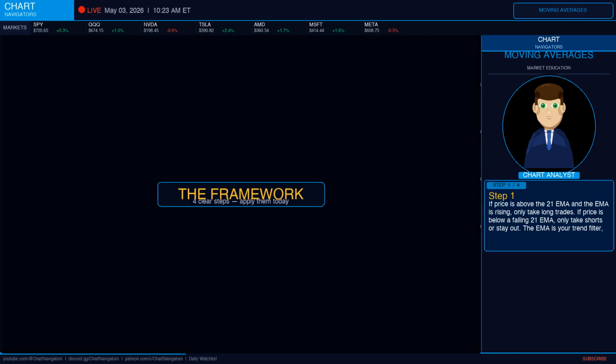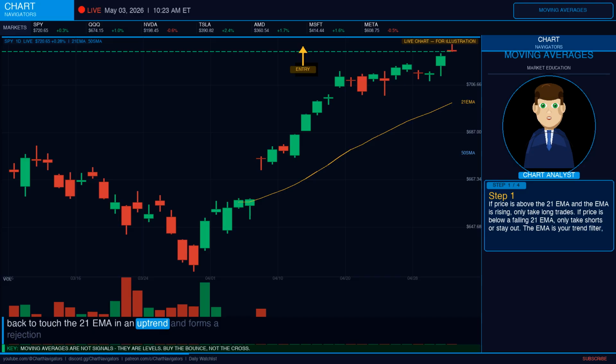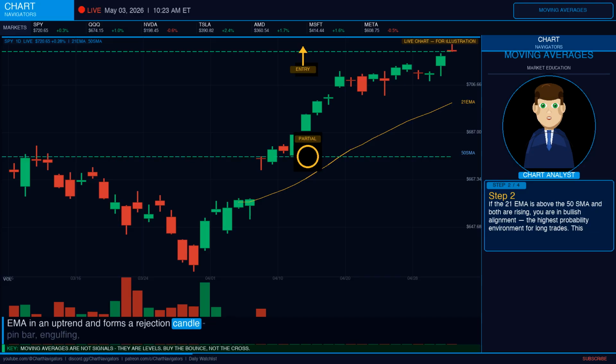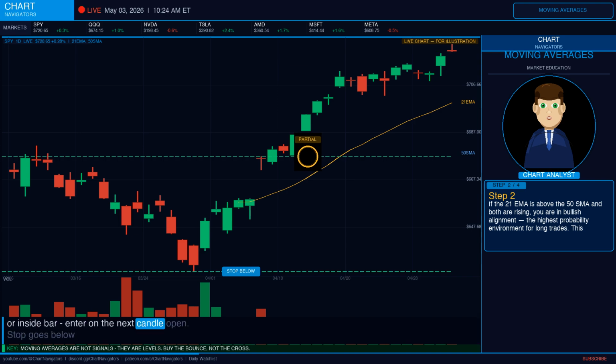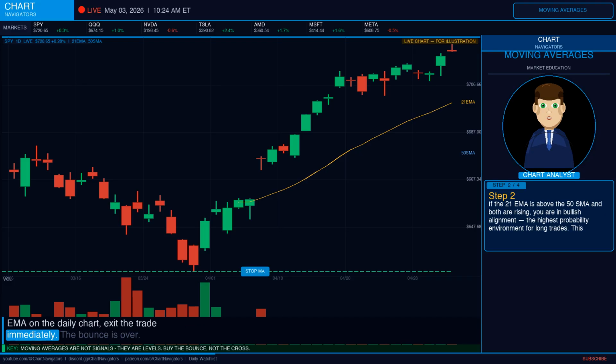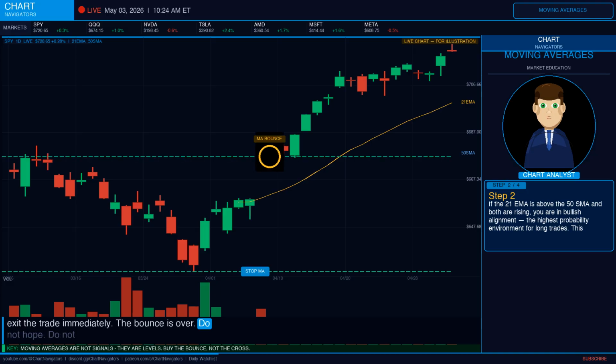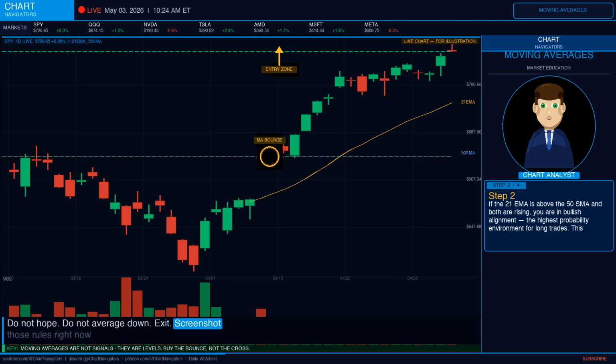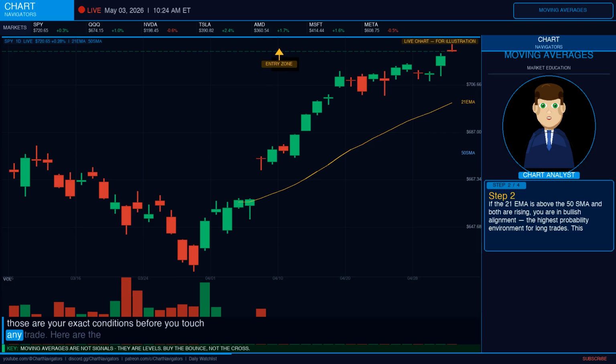Step 3. If price pulls back to touch the 21 EMA in an uptrend and forms a rejection candle, pin bar, engulfing or inside bar, enter on the next candle open. Stop goes below the EMA by 1 ATR. Step 4. If price closes below the 21 EMA on the daily chart, exit the trade immediately. The bounce is over. Do not hope. Do not average down. Exit. Screenshot those rules right now. Those are your exact conditions before you touch any trade.